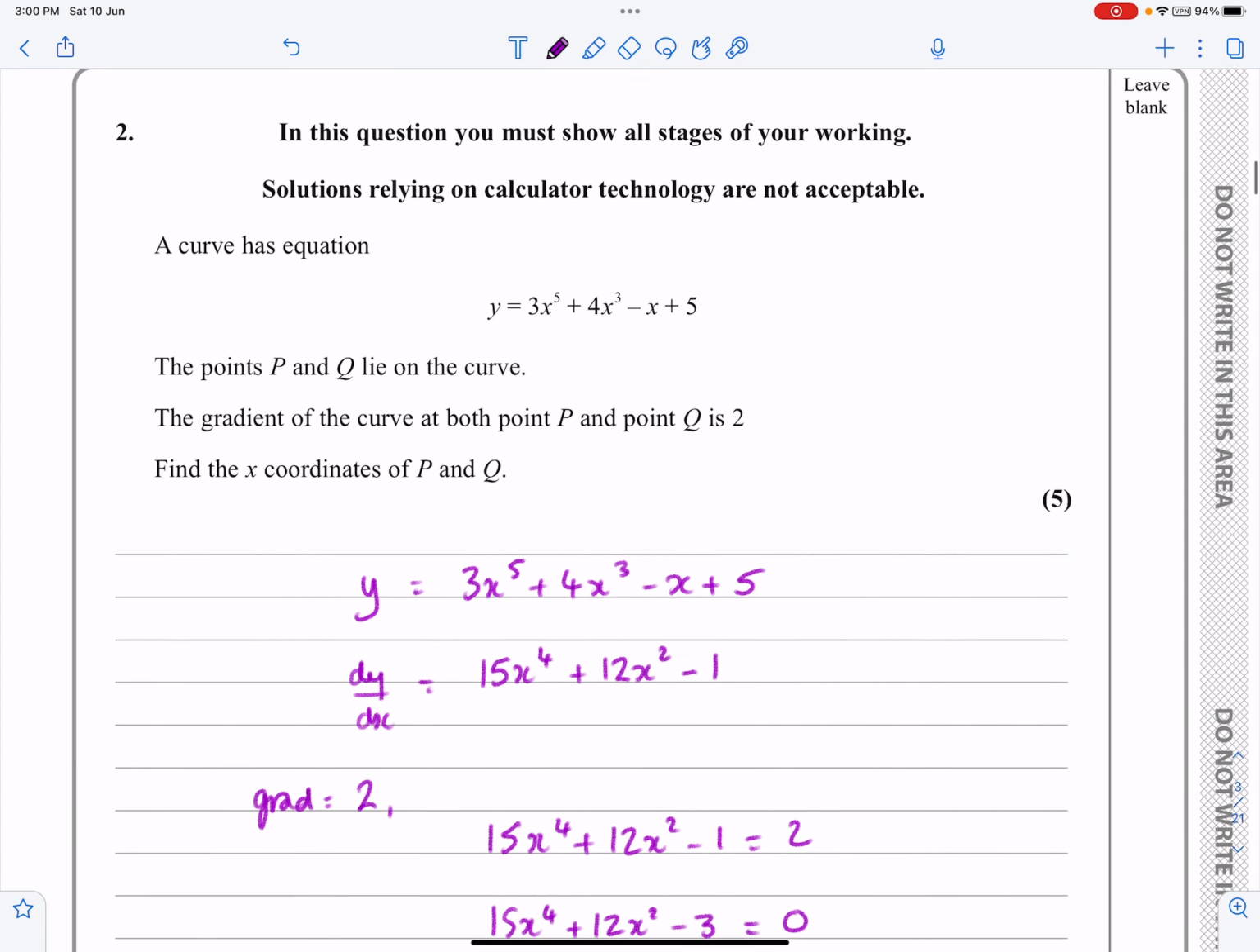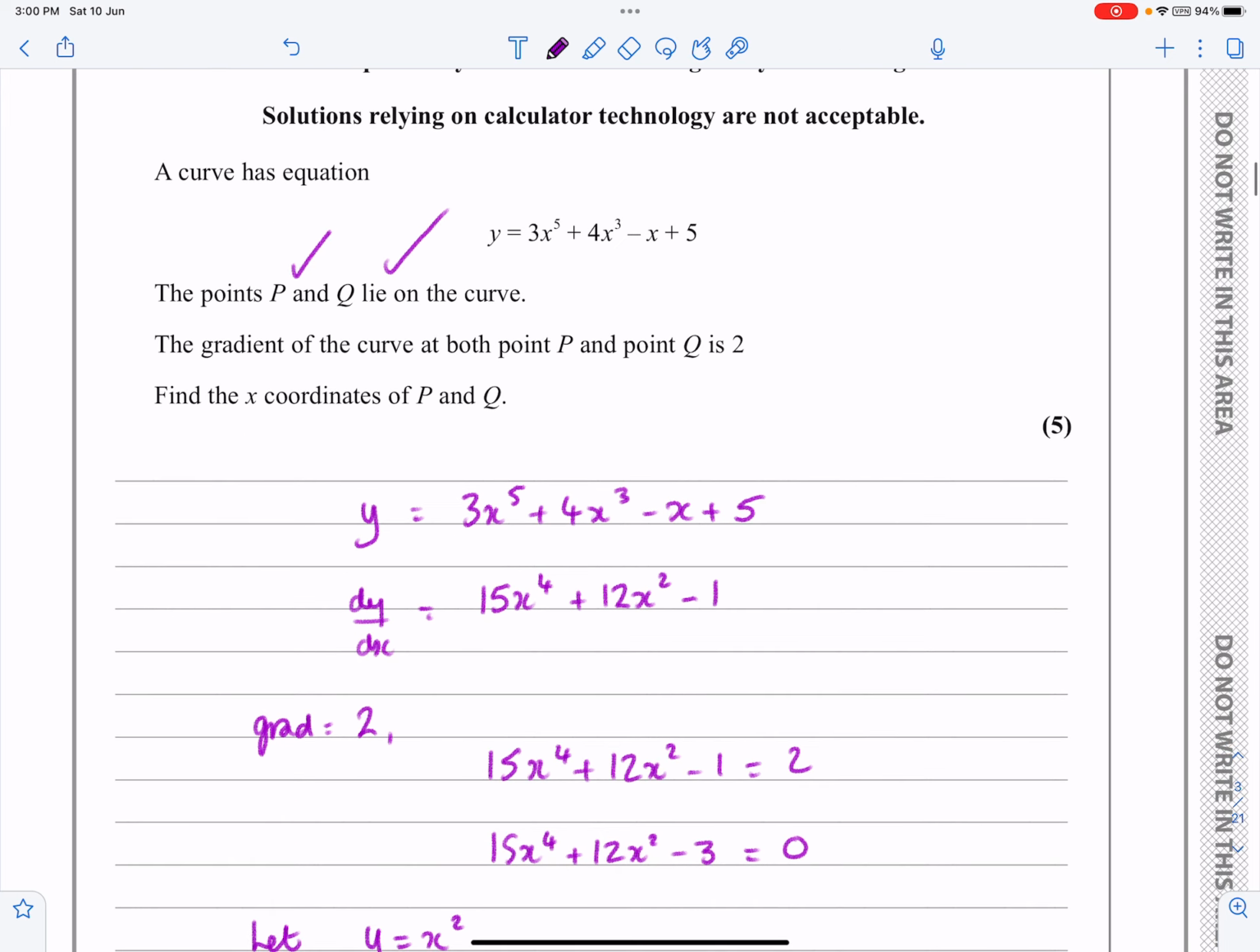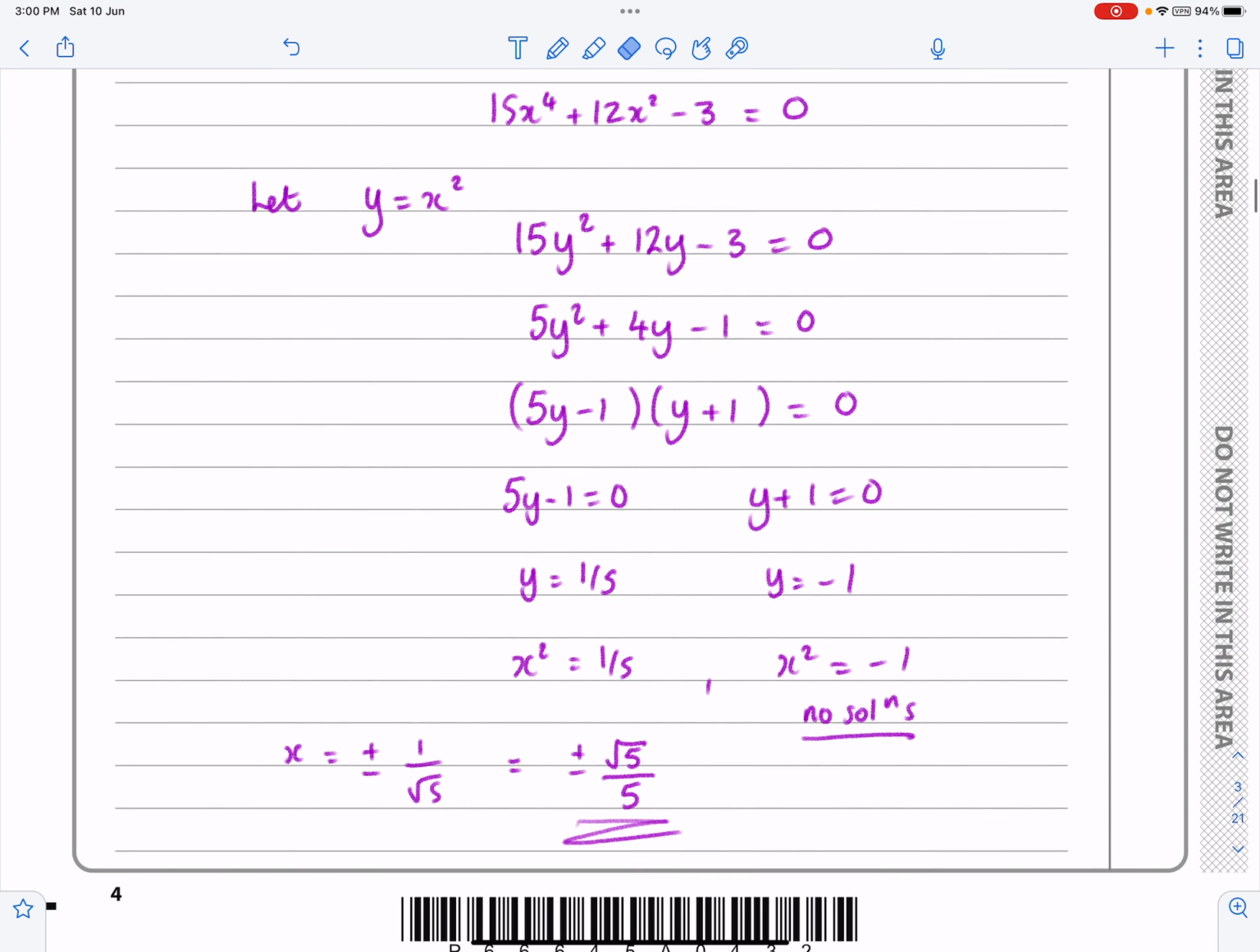Going back and just checking, it did just say find the x coordinates. Okay, and I only wanted the 2 points P and Q, and those are the x values, x coordinates of those points. So hopefully that makes sense.